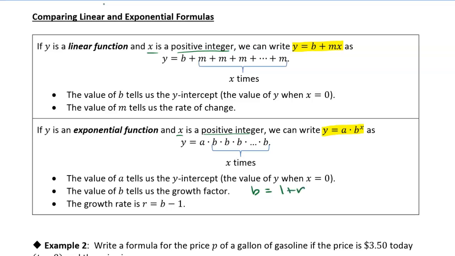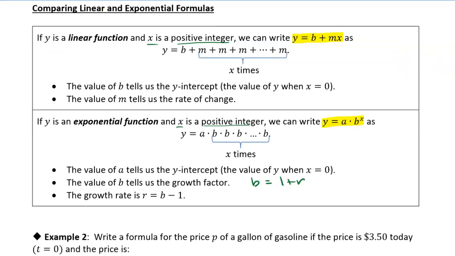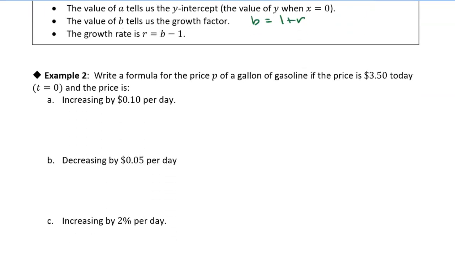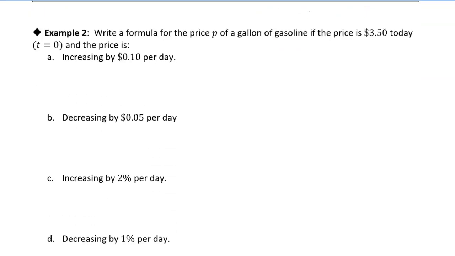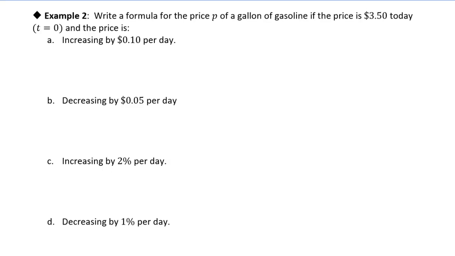Okay. All right. So let's take a look at this next example where we're going to look at some linear and exponential growth or decay. So here we want to find the formula for the price of a gallon of gasoline if the price is $3.50 today at t equals 0. And we have these different scenarios. It's increasing by 10 cents per day, right?